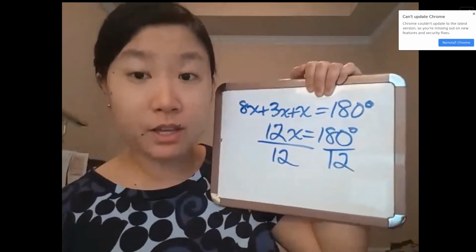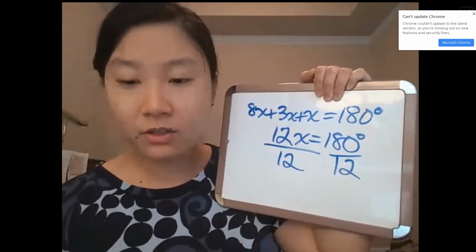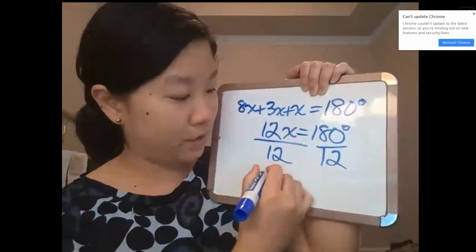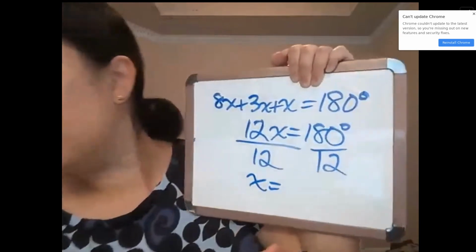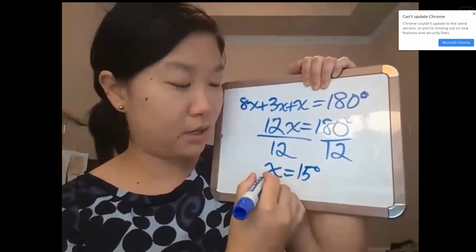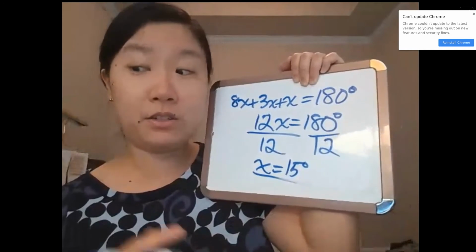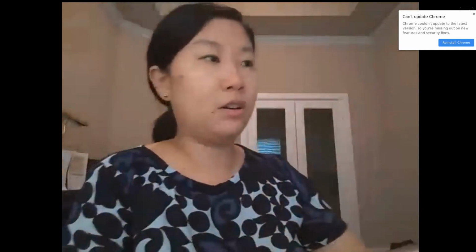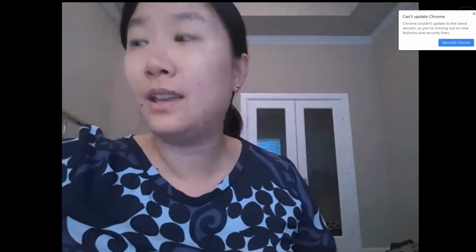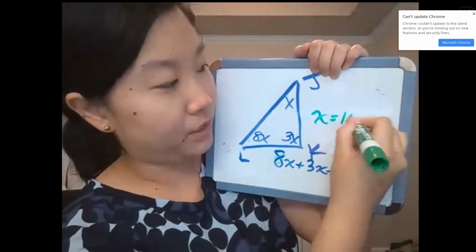At this point, if you're allowed to use a calculator for your class, you can whip that out and do the division of 180 divided by 12. And that gives you that x is equal to 15 degrees. If you can't use a calculator, you can also do this by hand, of course. So now that we know that x is equal to 15 degrees, let's go back to our picture to figure out what the angle measures are for all of my angles.